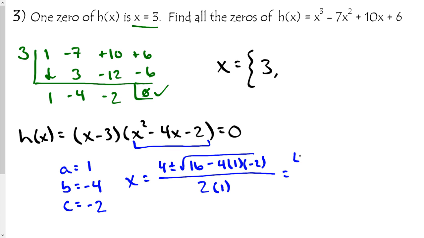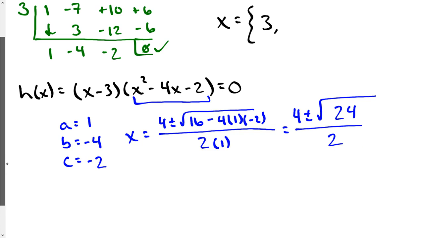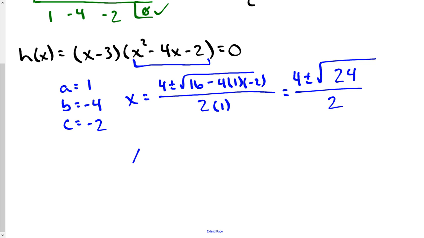Okay, so this is really 4 plus or minus, and let's do a little mental math. 4 times 1 is 4, times negative 2 is negative 8. 16 minus negative 8 is really 16 plus 8, which is just 24. Okay, so 4 plus or minus the square root of 24 all over 2. But surely this can be simplified, okay? And I believe that it can.